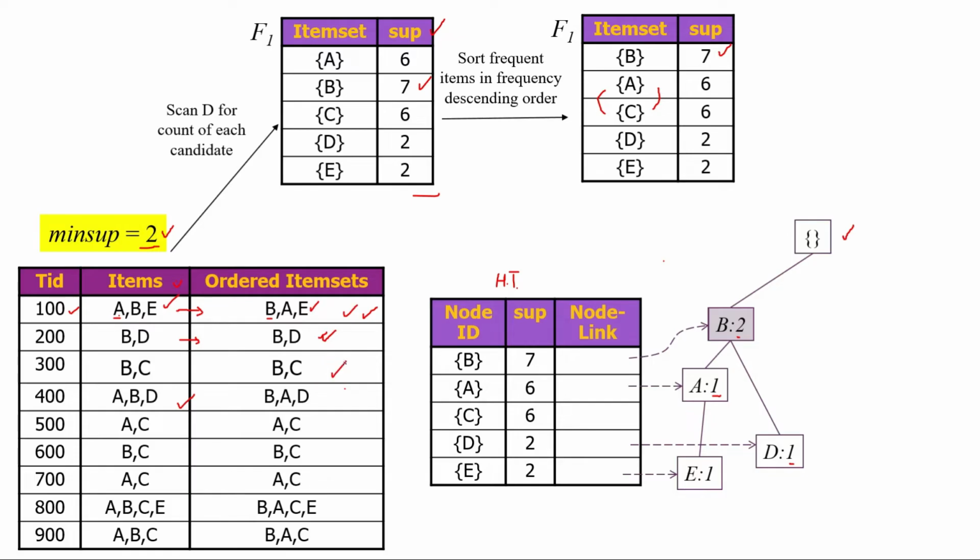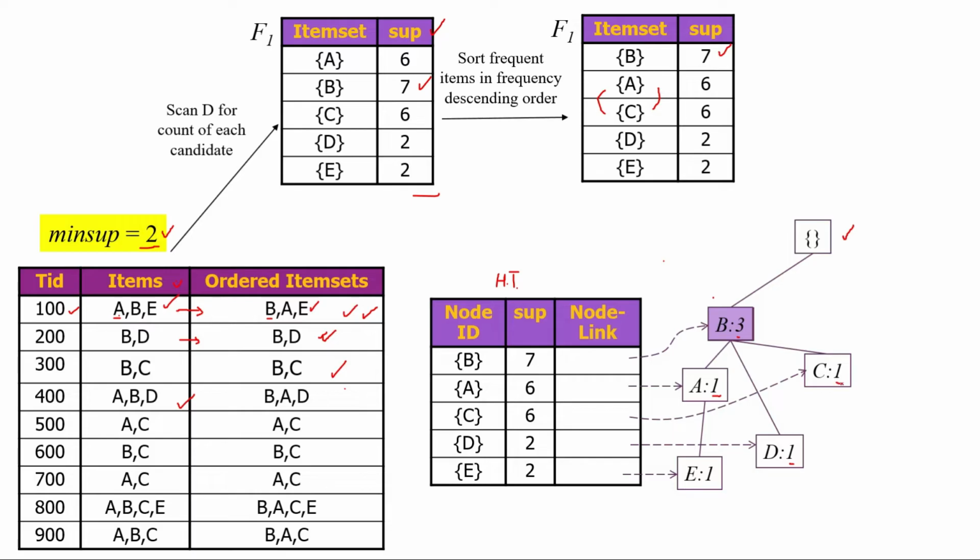So now we have generated another node from B which is D, and its count is 1. Similarly for the third transaction we have B, C. We can do the same thing. We just start from the null node or root node, then we go to B and increment its count from 2 to 3, and then add another node which is C, and its count is 1.